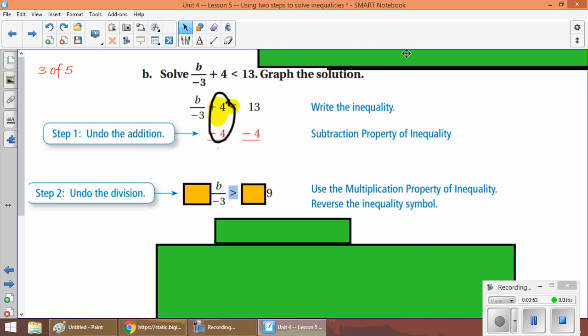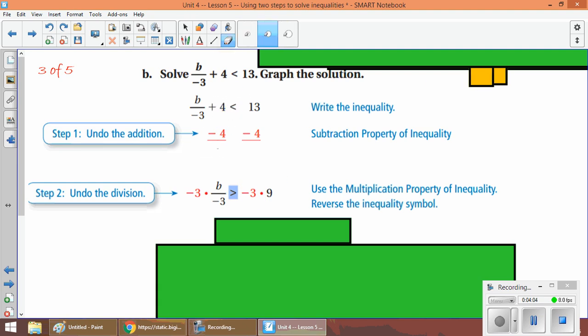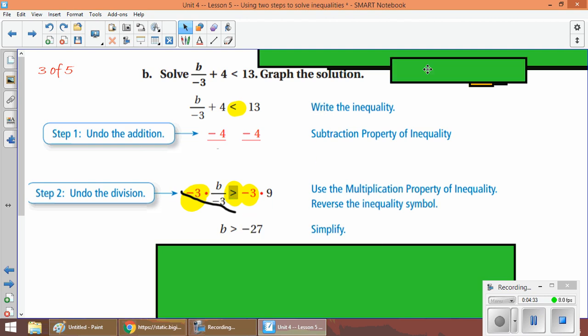If you notice, I'm going to have to multiply, because the opposite of dividing by -3 is multiplying by -3. So I had to flip my inequality sign. It went from less than to greater than, because I have to multiply both sides by a negative. You guys remember that from the last video lesson? When you multiply or divide both sides by a negative, flip the inequality sign. So on the left side, these cancel out, leaving me with b is greater than, and -3 times 9 is -27.